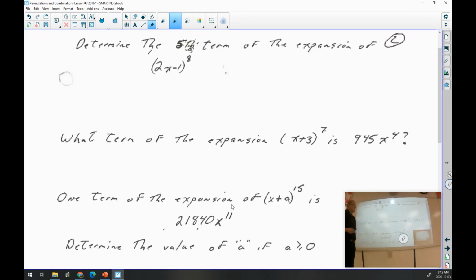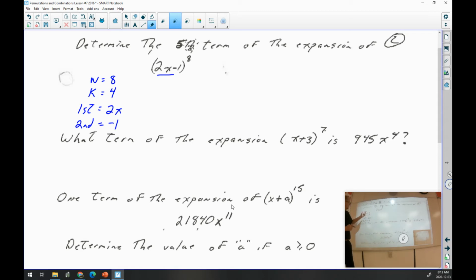Now, this is no different. We want the fifth term. So I'm going to go through. N is equal to 8. That's what we're going to plug into our formula. K, we're looking for the fifth term, so K is 4. Now this is why, instead of using X and Y when I write this down, the first term is 2X, because X shows up too often here, so I'm going to change that a little bit. And the second term from our expansion is -1. So it's 2x minus 1 instead of x plus y. We have a little bit of different work to do, but not really.